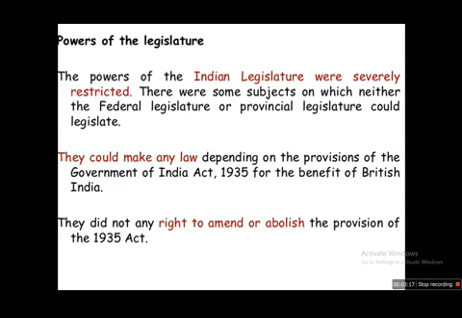And powers of the legislature. The powers of the Indian legislature were severely restricted. There were some subjects on which neither the federal legislature nor the provincial legislature could legislate. They could make any law depending on the provisions of the Government of India Act 1935 for the benefit of British India. They didn't have any right to amend or abolish the provisions of the 1935 Act.